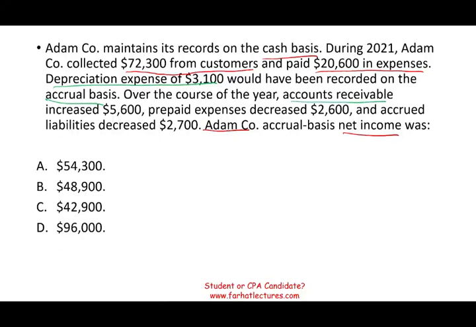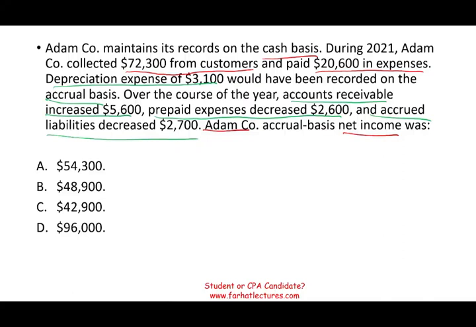Over the course of the year, accounts receivable increased by $5,600, prepaid decreased by $2,600, and accrued liabilities decreased by $2,700. I believe this is really a good exercise to illustrate the concept of converting cash to accrual. Well, let's take a look at it.